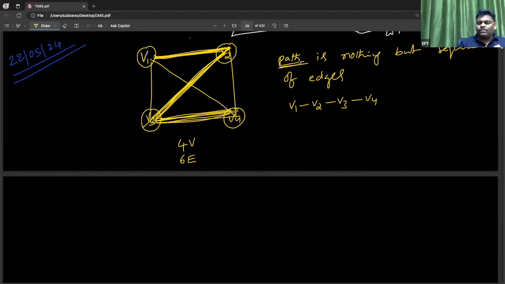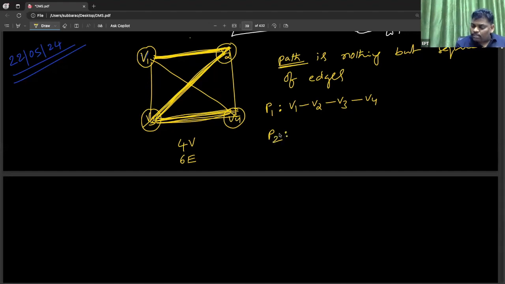When you say sequence, you cannot lift your hand. Path is nothing but a sequence of edges. V1, V2, V3, V4. This is one path, path P1.